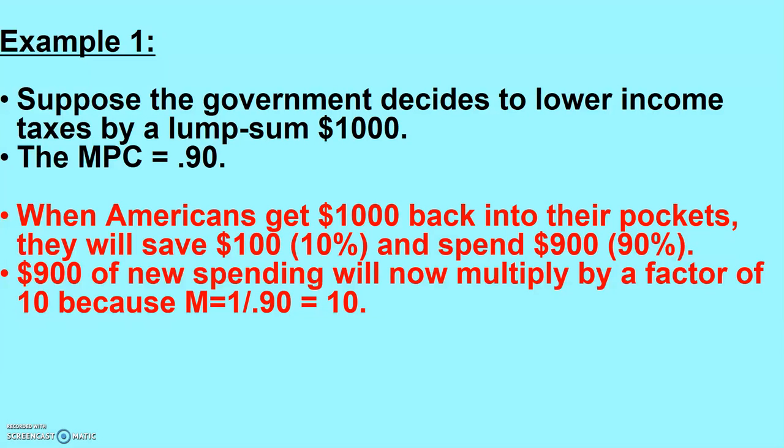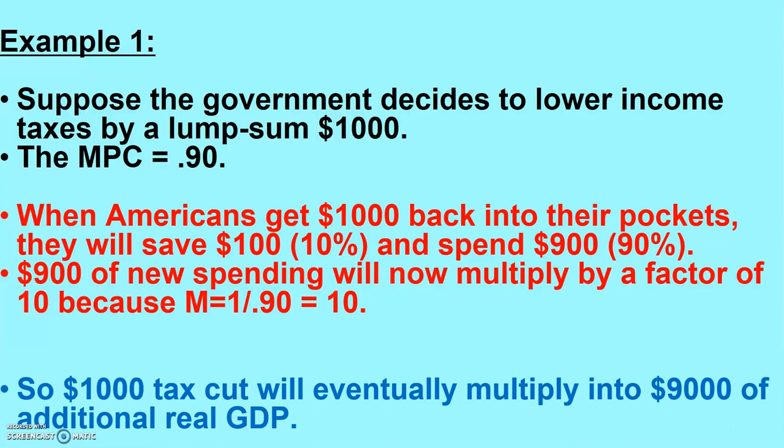Well, Americans get $1,000 back in their pockets. They're going to save $100 and spend $900. So in our economy now, we have $900 of new spending that multiplies by a factor of 10 because we have to calculate the multiplier, right? And so what we end up with is the $1,000 tax cut eventually multiplies into $9,000 of additional real GDP because of how money flows through the economy. So it's a pretty good deal.